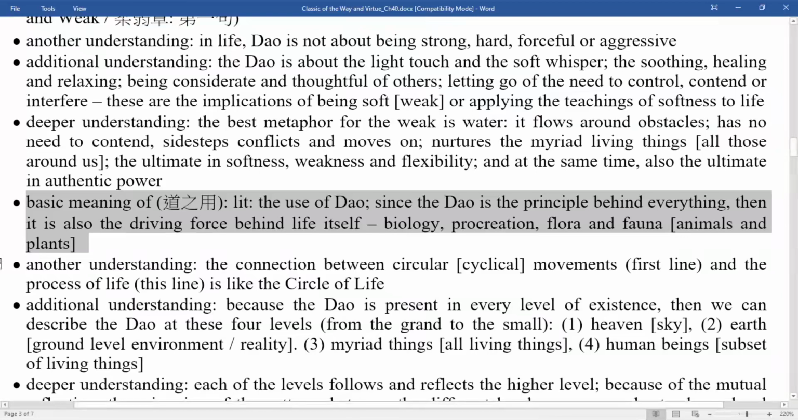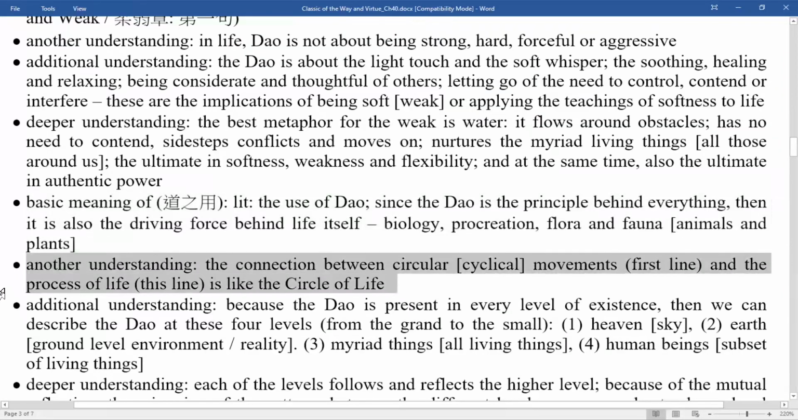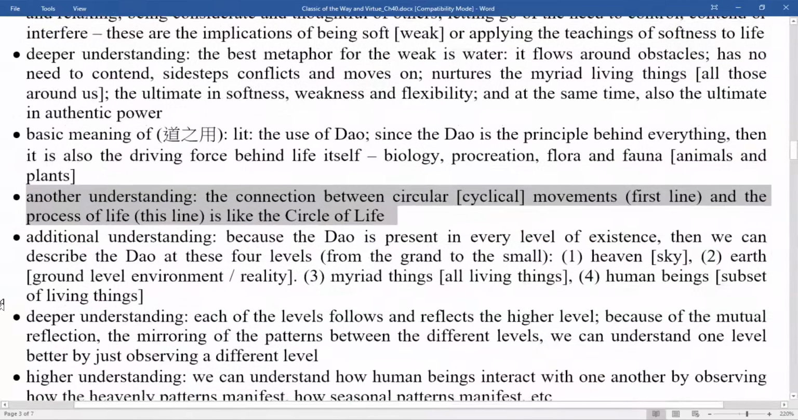And the understanding is now the connection between circular or cyclical movements, that's the first phrase, and the process of life, which is this line. It's like the circle of life, right? We call the process of life, which is about the weak, the utilization of the Tao. So that's called the circle of life. We'll describe that in a little bit.